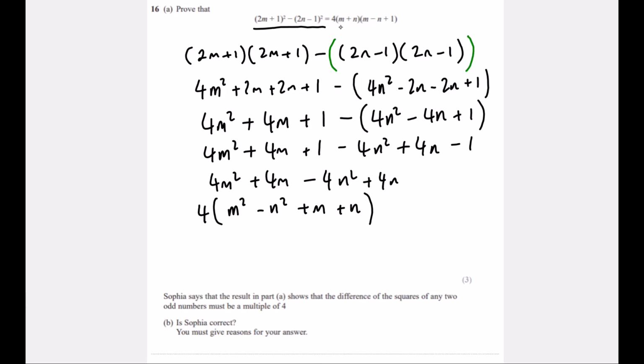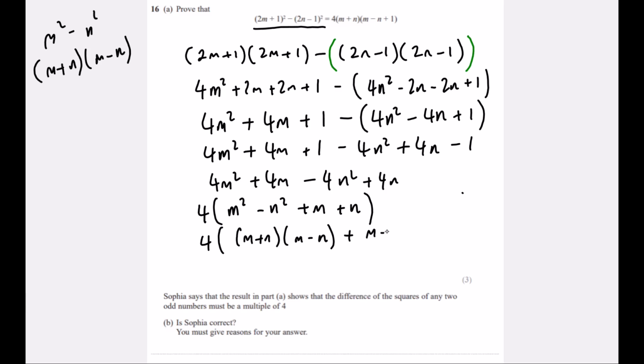So I still need to change this bit inside the bracket into m plus n times m minus n plus 1. The way to do it, we're going to use the difference of two squares. So m squared minus n squared is the same as m plus n times m minus n, the difference of two squares. So I've got 4 times, I've got m plus n times m minus n, and then I've got plus m plus n.